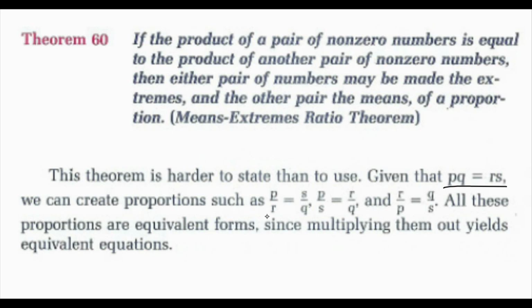So I could have P over R is equal to S over Q, where P and Q would be my extremes and S and R would be my means. I could have P over S is equal to R over Q, where S and R are still my means, but R and S switch positions. Or I could have R over P is equal to Q over S, where now my R and S are my extremes and my P and Q are my means.